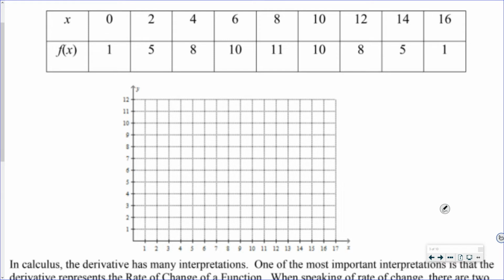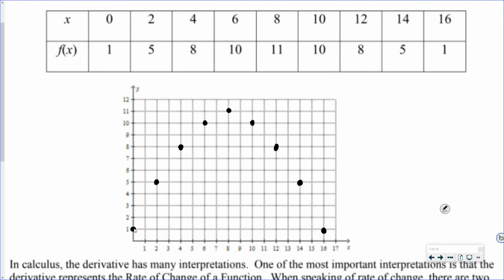But let's go ahead and plot these. 0, 1; 2, 5; 4, 8. Back when math is easy, just plotting points. 6, 10; 8, 11; 10, 10; 12, 8; 14, 5. It's looking very symmetric, looking like a parabola. 16, 1.